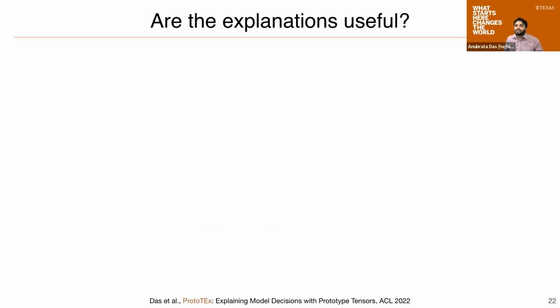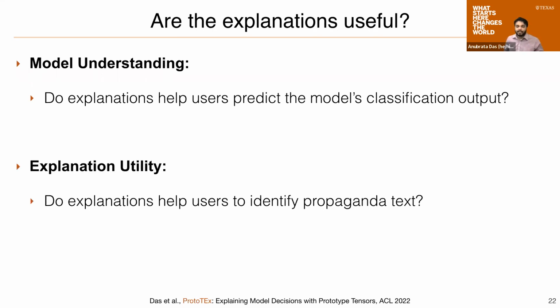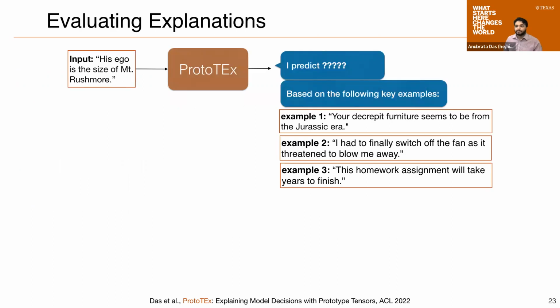Now, are these explanations useful? To understand that, we look at two different facets. One is model understanding. Do explanations help users predict the model's classification output? And the second aspect is explanation utility, where we examine whether these explanations help users to identify propaganda text better.